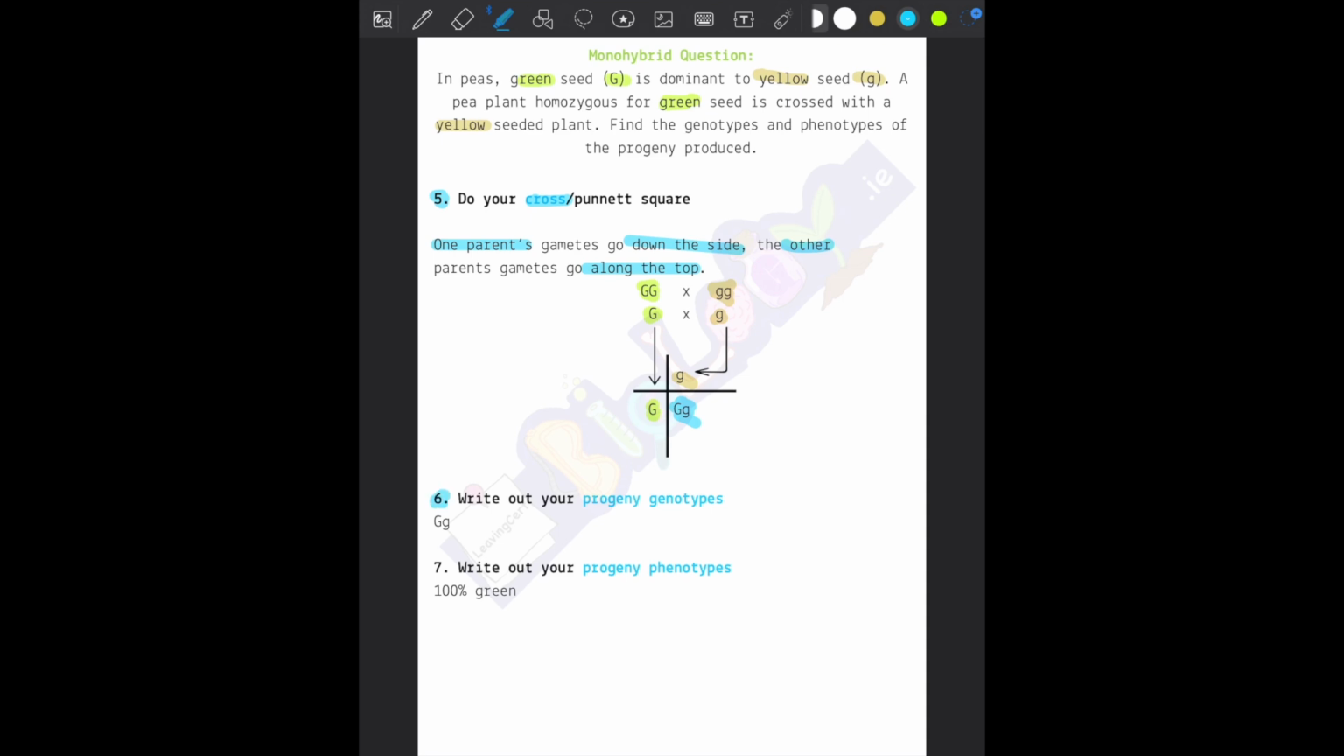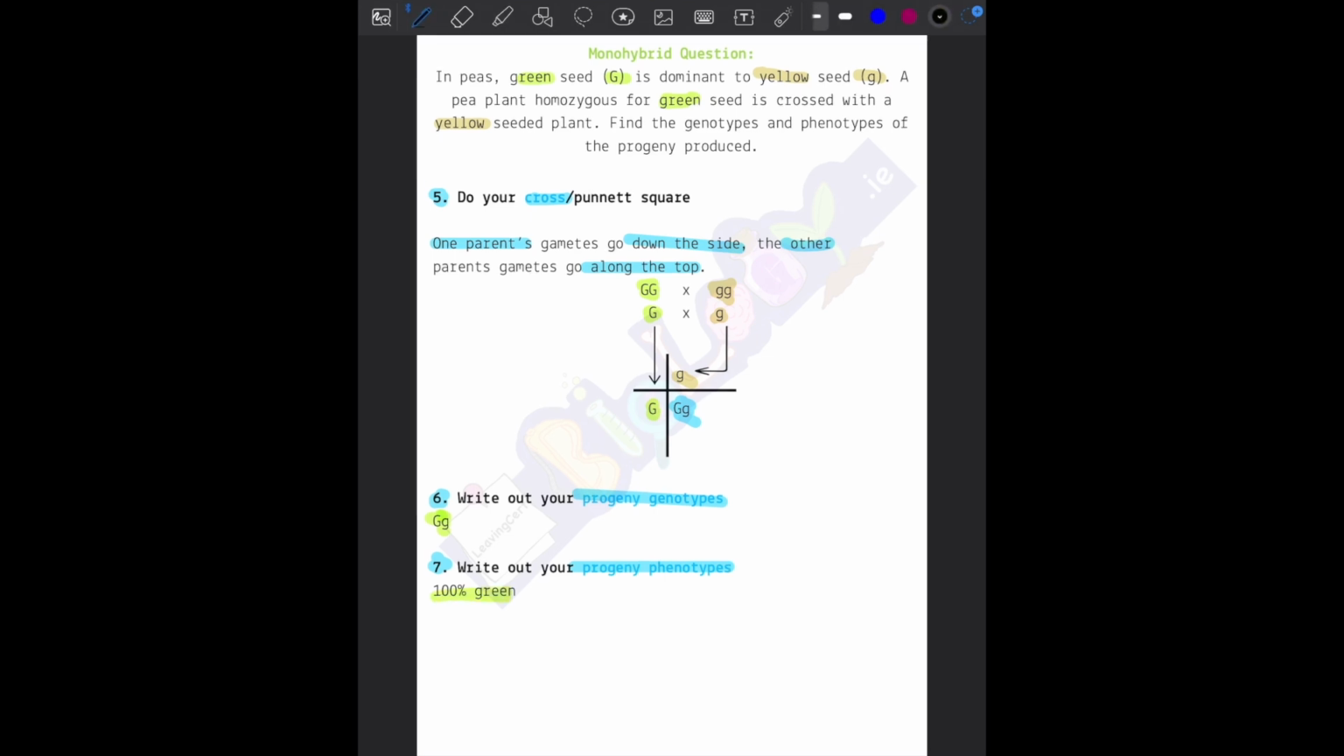So big G, small g. Step number 6, we write out the progeny or the offspring genotypes, which is that big G, small g. Now, for step 7, we have to write out the progeny phenotypes, what they physically look like. Because I have the dominant allele, big G there, it means that in the heterozygous, the dominant is expressed, prevents the recessive from working. So we have 100% green offspring.